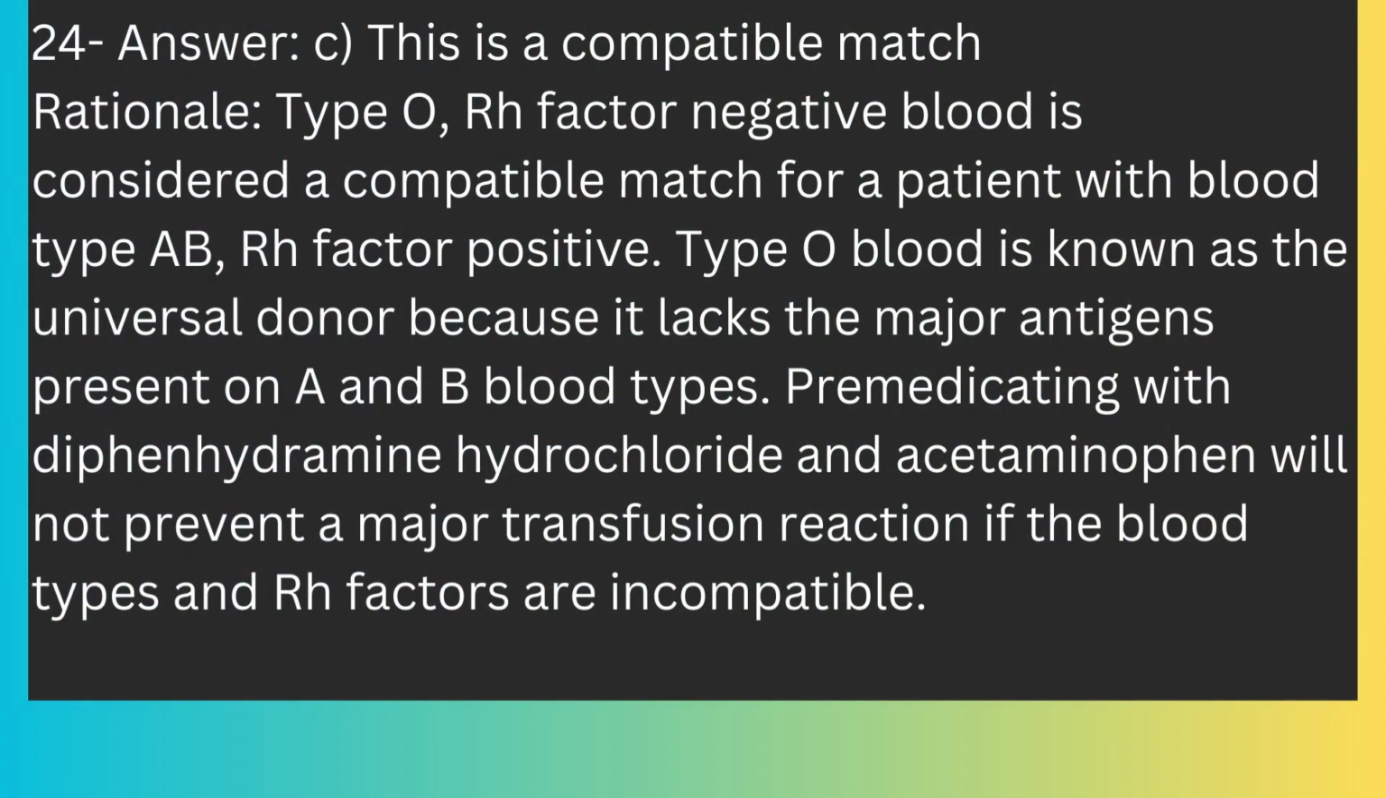Type O rhesus factor negative blood is considered a compatible match for a patient with a blood type AB rhesus factor positive. Type O blood is known as the universal donor because it lacks the major antigens present on A and B blood types. Premedicating with diphenhydramine hydrochloride and acetaminophen will not prevent a major transfusion reaction if the blood types and rhesus factors are incompatible.